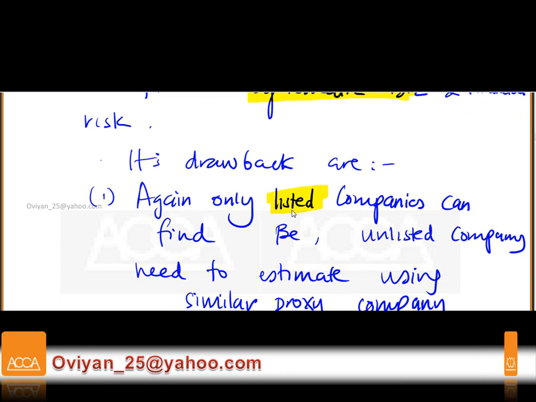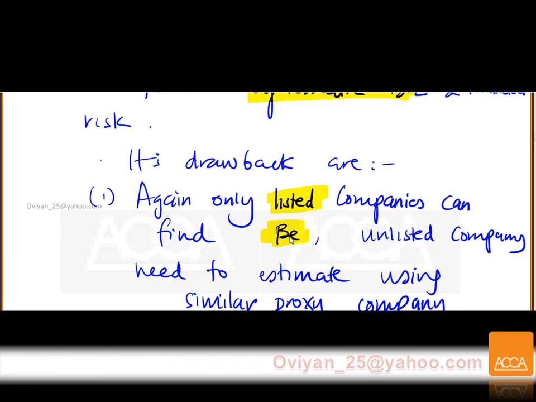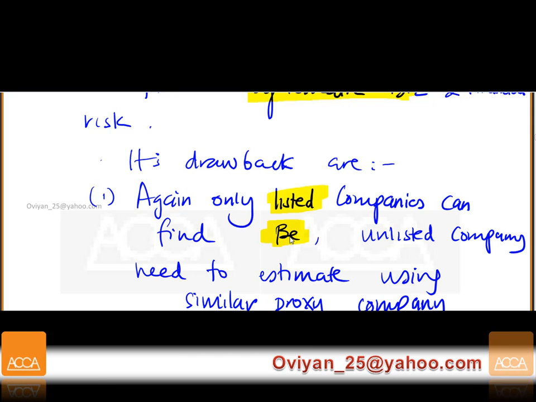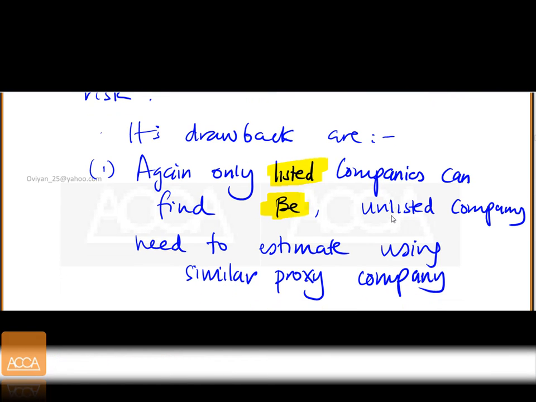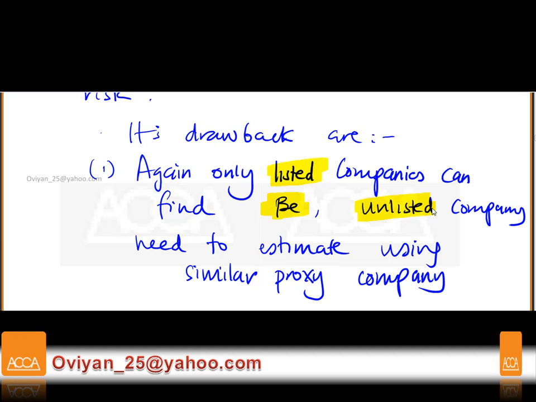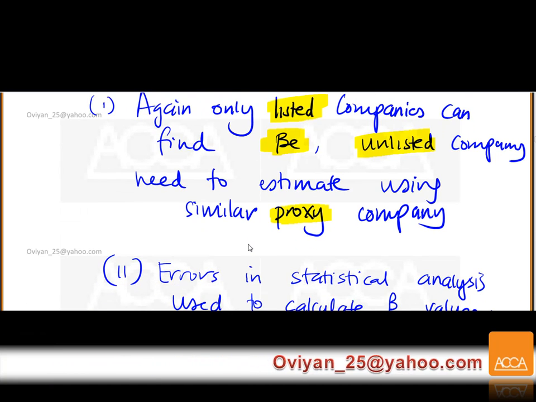Again, only listed companies can find their beta equity, because beta is actually the slope of the regression line of RM and RJ, the return on the shares. You don't have to go into that detail here. Just remember that if it is a listed company, you can find your own beta. If you're unlisted, no worries, you can use similar proxy companies to find the beta. So that's the first drawback: not all companies have their own beta.